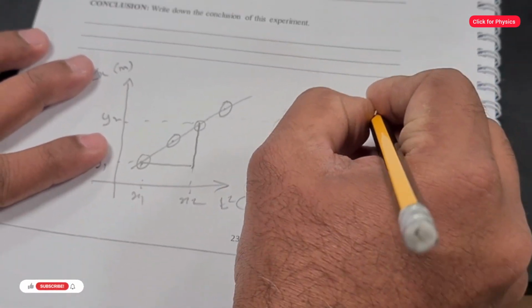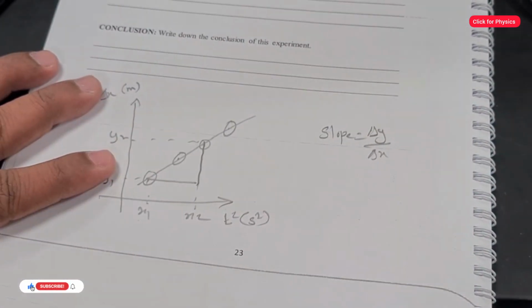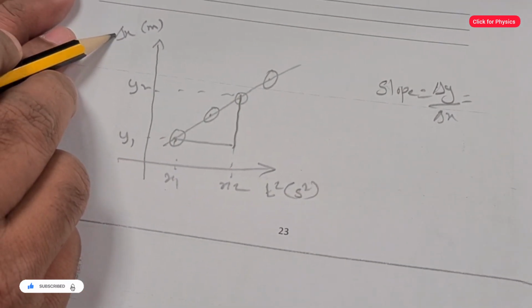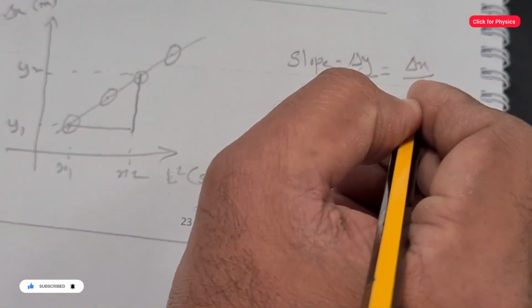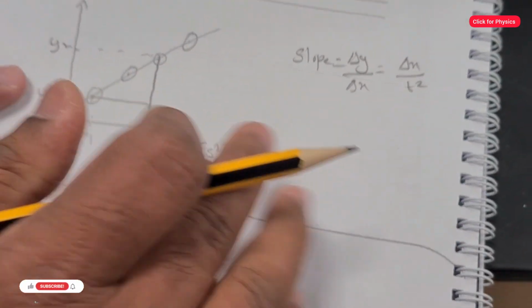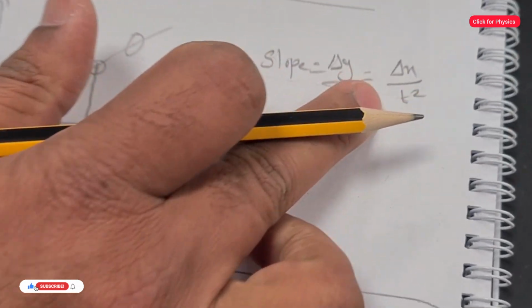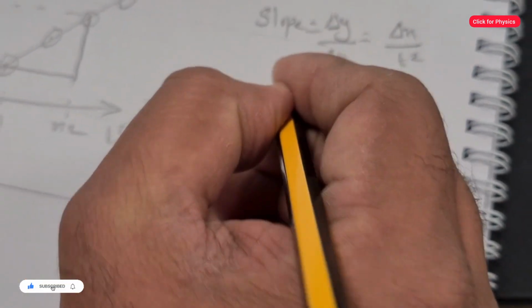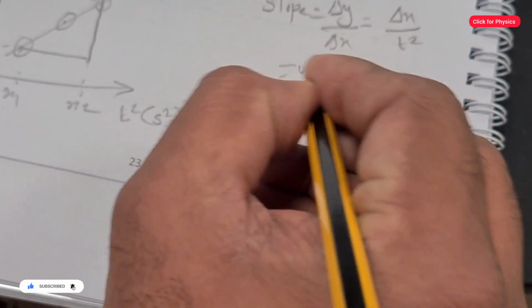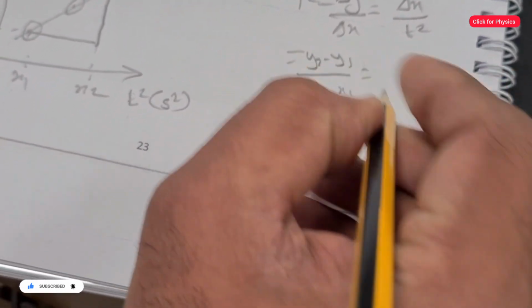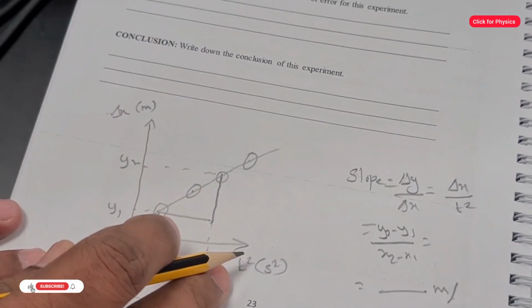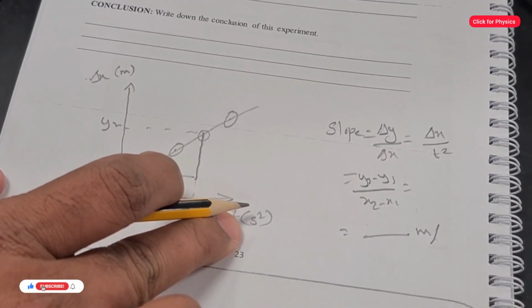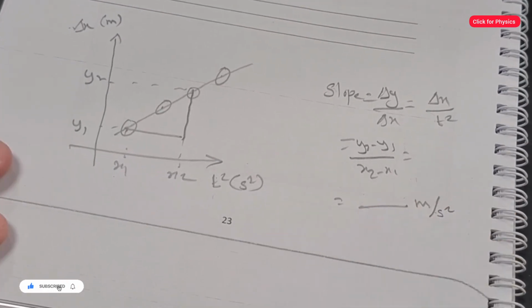So what's the formula for the slope? Delta y over delta x, right? And what is this y over x? In y-axis we took delta x, right? And in x-axis what we took? T square. So that means after you find the answer for the slope, that answer is exactly equal to delta x over t square. So if you expand this equation, which is y2 minus y1 over x2 minus x1, and once you substitute the values, you will get the answer, and the unit for this is y over x, which is meter over second square. So the unit for the slope here is meter per second square.